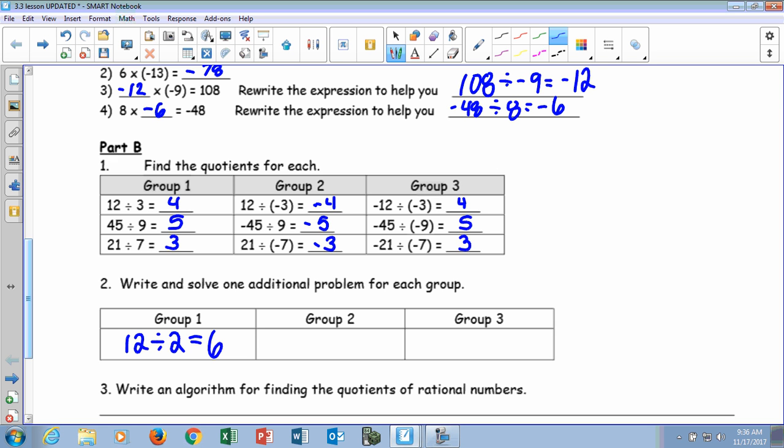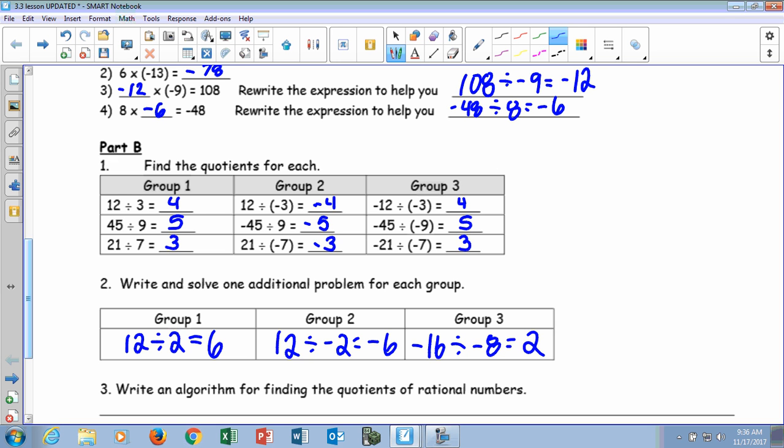Okay. How about one for group 2? In group 2, a positive number divided by a negative number gives us a negative number. So again, something different than any of these 3. Blake. 12 divided by negative 2 equals negative 6. Okay, we can change that up there. Good. And then what about group 3? In group 3, a negative number divided by a negative number equals a positive number. Robert? Negative 16 divided by negative 8. Okay. Good, so we got the idea.